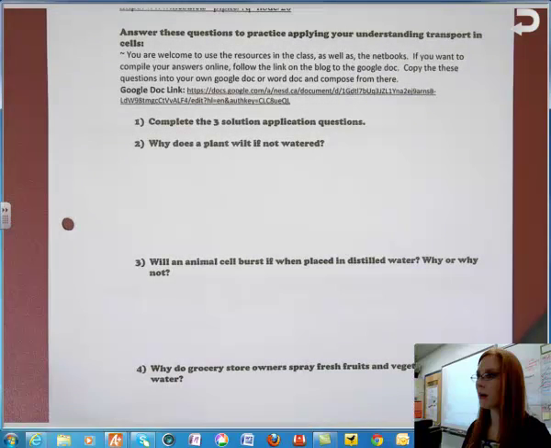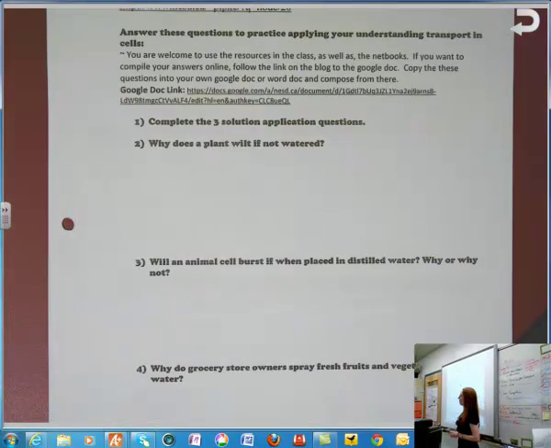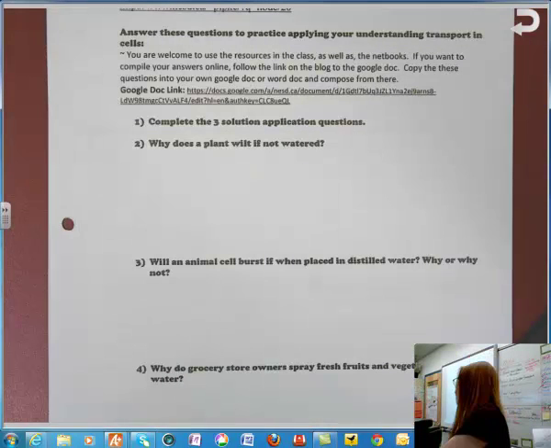Okay? On the next page, here are some examples of application level questions. So with those basic understandings, I want you to start thinking about, why does a plant wilt when it's not watered? Instead of being upright, the plant would start to fall to one side or the other.